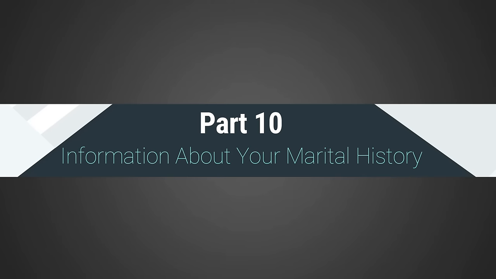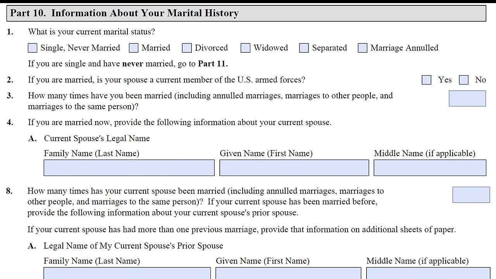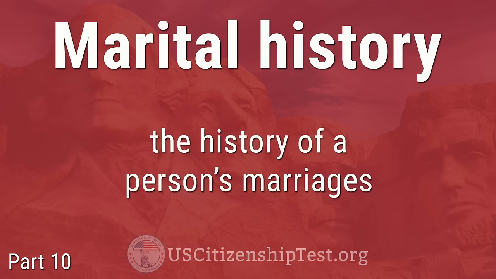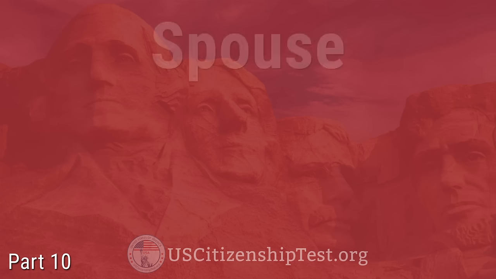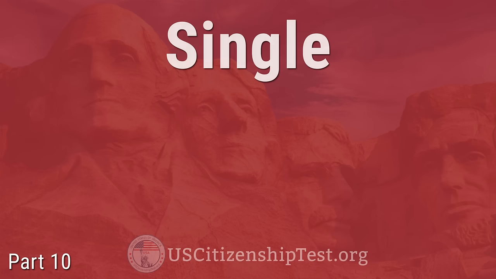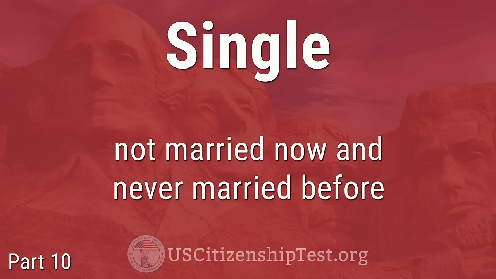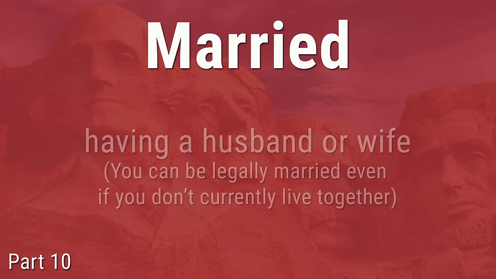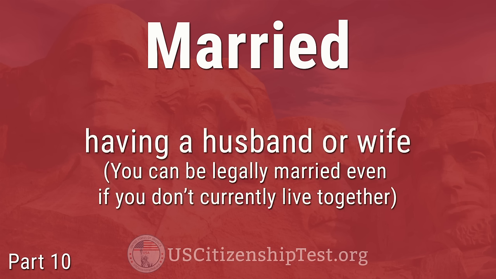Part 10, information about your marital history. Marital history: the history of a person's marriages. Spouse: husband or wife. Single: not married now and never married before. Married: having a husband or wife.